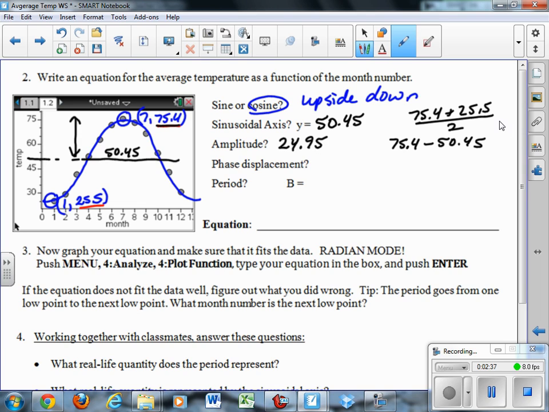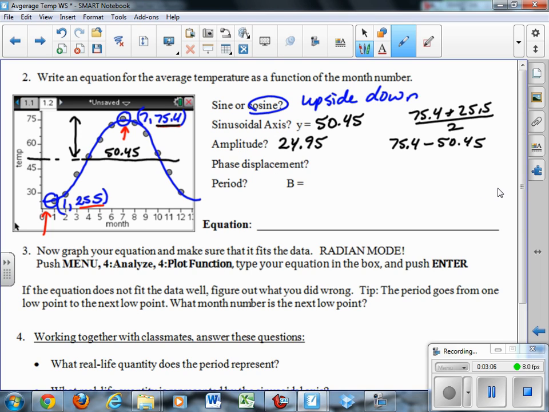Now the phase displacement, remember, is the x value of the starting point. A starting point for a cosine cycle can be either the high point or the low point. If it's the high point, then we have a right side up cycle, and so we would use a positive amplitude. If we start at a low point, it's an upside down cycle, so we have to use a negative amplitude. Either one is fine, you just have to make sure you write the correct equation.